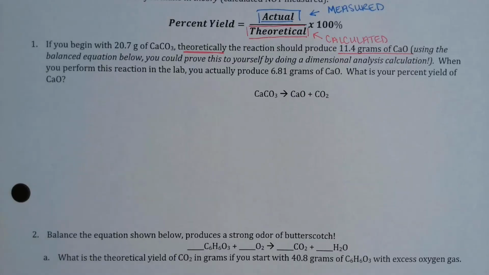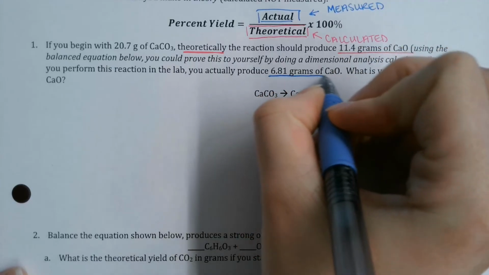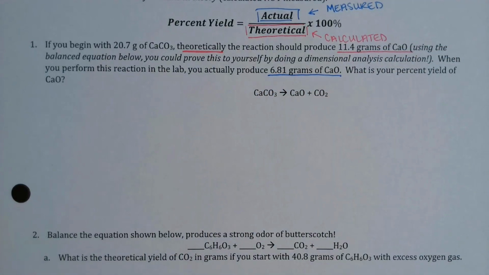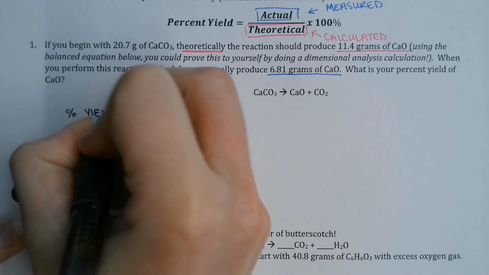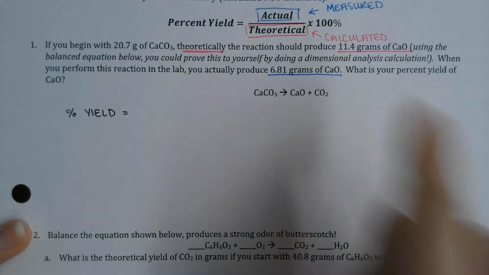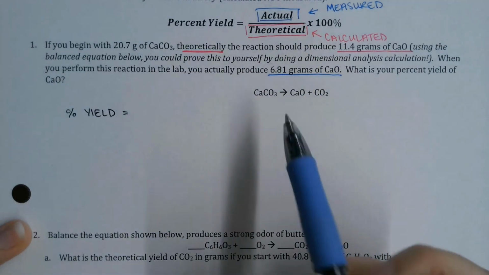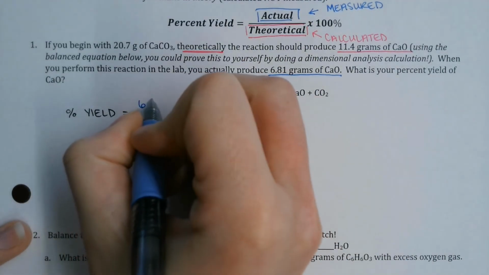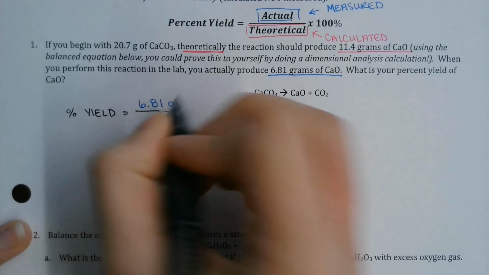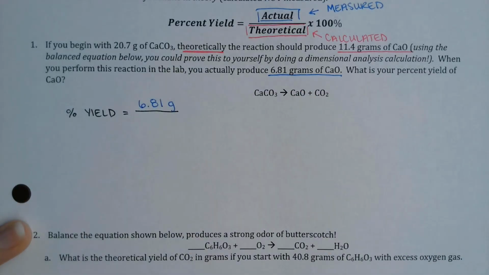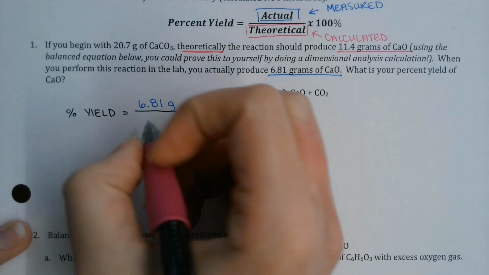When you perform this reaction in the lab, though, you actually produce 6.81 grams of calcium oxide. We want to figure out what is the percent yield of the calcium oxide. Okay? So our percent yield equation is where we put that actual measured value on top. That is our 6.81 grams. We divide that by our theoretical value, which is our 11.4 grams.